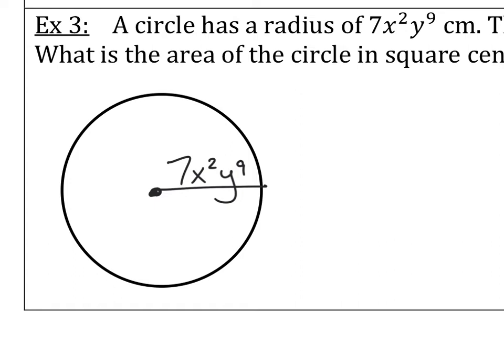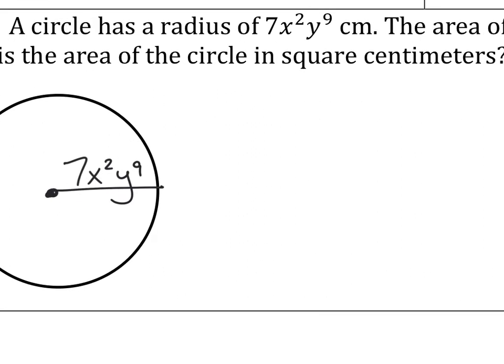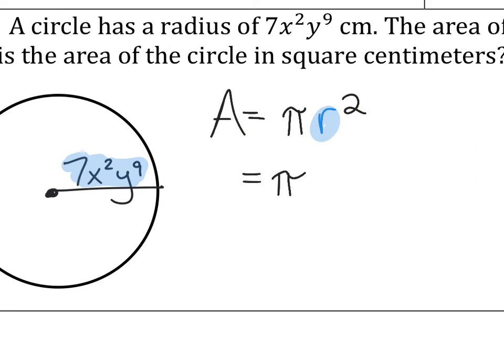I want to know the area of this circle. It gave me the area formula. What was that area formula? Area equals, read the question again. Pi r squared, or pi r to the 2nd power. Well, don't I have a measurement for radius? Isn't my radius this number right here? Oh, snap. So let's just plug that in. So it would be pi times 7x squared y to the 9th, squared. Because I'm just plugging it in for r.